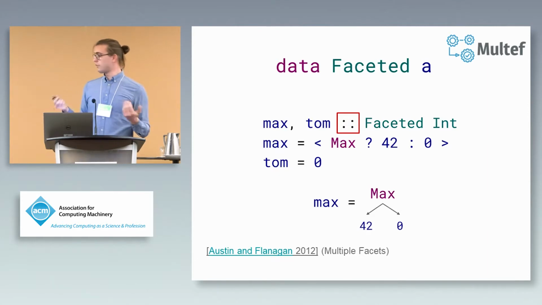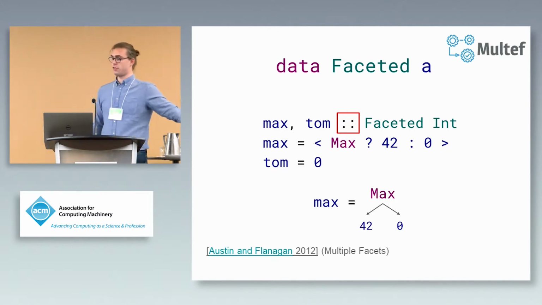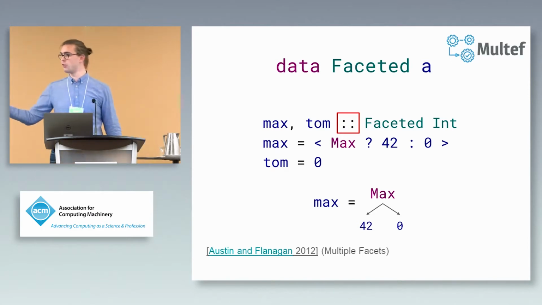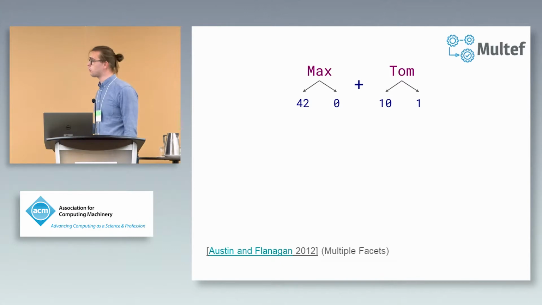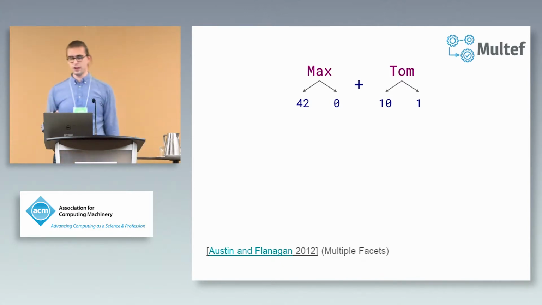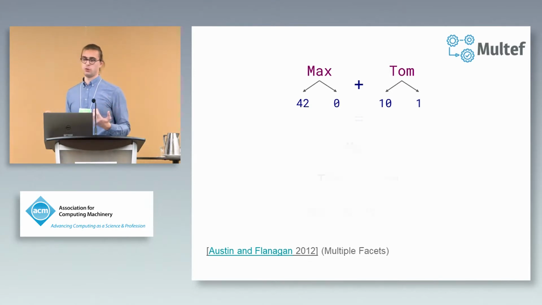So the situation we have is like this, right? Every variable is going to be some form of tree like this. Going down the left, you will have what you see if you get to see Max's stuff. Going down the right, what you see if you don't get to see Max's stuff. Okay, so we can also compute with faceted values. And this is a key contribution of Austin and Flanagan. We have a principled way of computing with them.